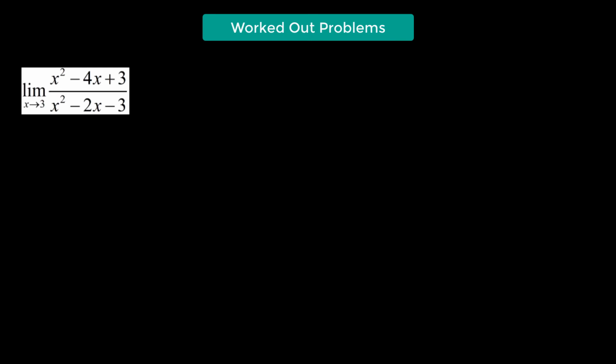So here we need to determine the limiting value of the given rational function when x approaches 3. So let us begin by first substituting the value of x. So that gives us 3 squared, which is 9, minus 4 times 3, which is 12, plus 3, divided by 3 squared, which is 9, minus 3 times 2, which is 6, minus 3. So that gives us 0 over 0. So this is again the indeterminate form.